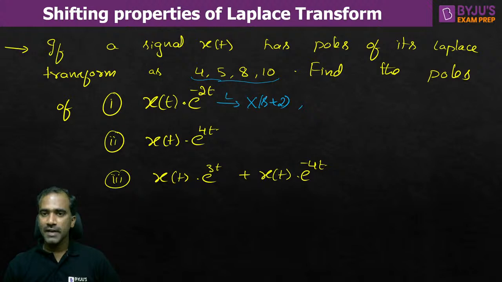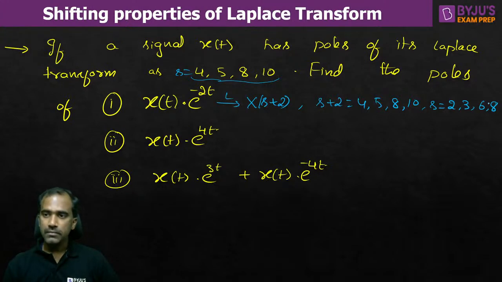S is replaced with s plus 2. Earlier s equal to 4, 5, 8, 10. Now s is replaced with s plus 2. So s plus 2 is equal to 4, 5, 8, 10. So the new poles are s equal to, this plus 2 onto the other side becomes minus 2: 4 minus 2, 5 minus 2, 8 minus 2, 10 minus 2, which is 2, 3, 6 and 8. Correct? Subtract 2 from every pole.